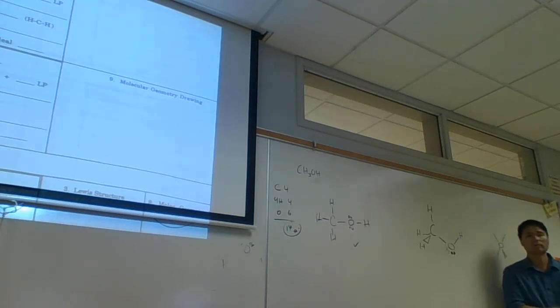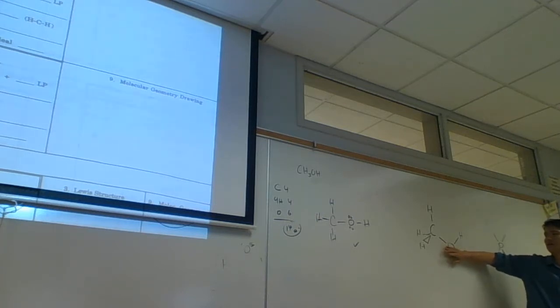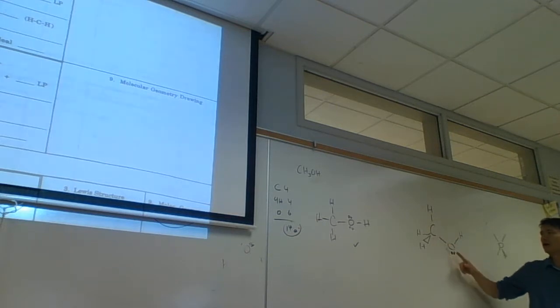Yeah, so that means it's tetrahedral. It's tetrahedral EPG, but the MG is not tetrahedral. What is the MG? The MG is, you don't see the lone pairs. The MG is, you just look at the atoms. What does it look like? Bent. And so this is tetrahedral around this carbon, around this oxygen, it's bent.